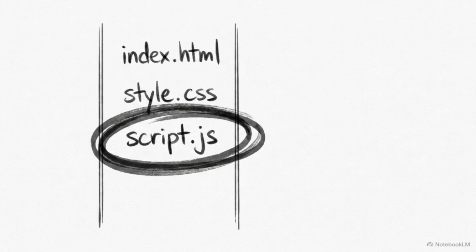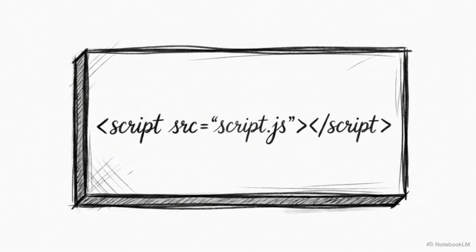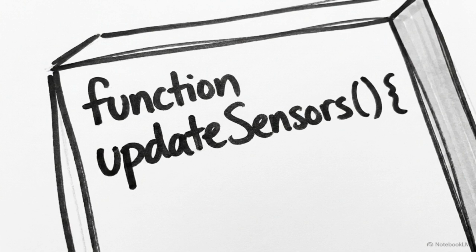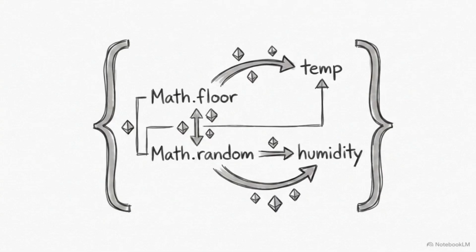Create a 3rd file named script.js. Back in your HTML file, add a script tag pointing to this new JavaScript file. Place this link at the very bottom of the body tag to ensure the entire visual structure loads before any logic executes. Open the JavaScript file and write a new function called updateSensors. This function will be responsible for calculating and displaying our simulated hardware readings.